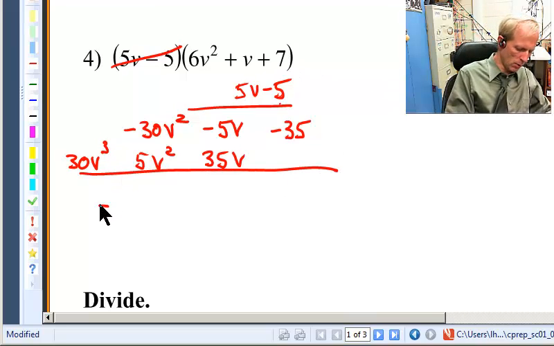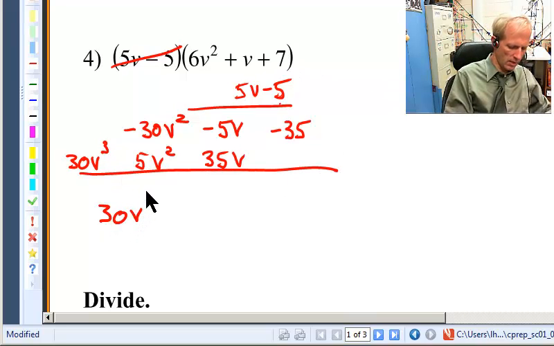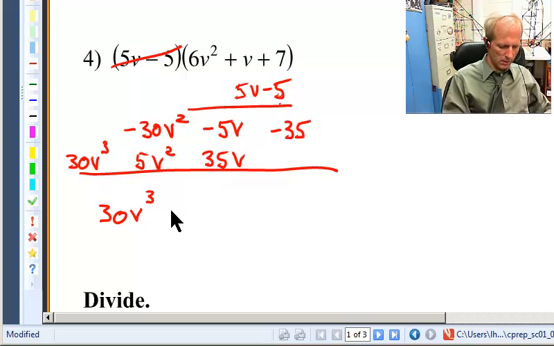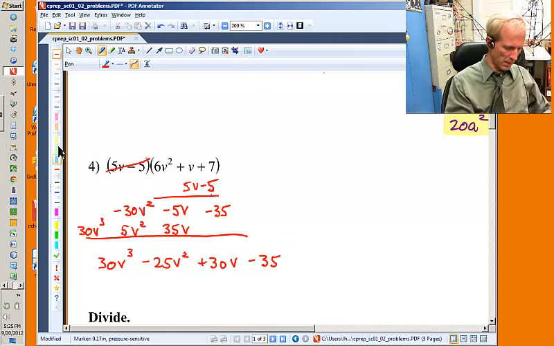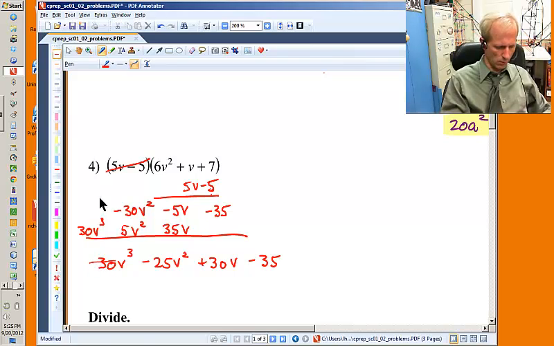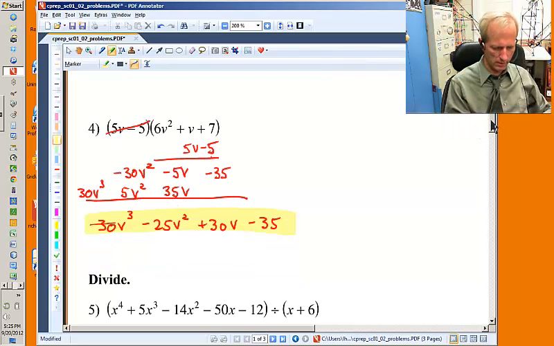Alright, now I add downward. I get 30v cubed minus 25v squared plus 30v minus 35. And I got those sums just by combining like terms when I added downward. And I'm all set, and that's my product.